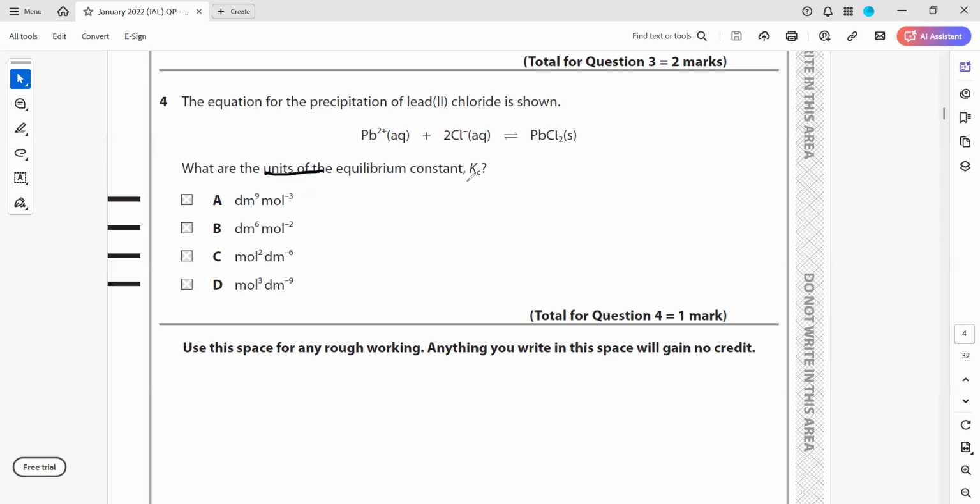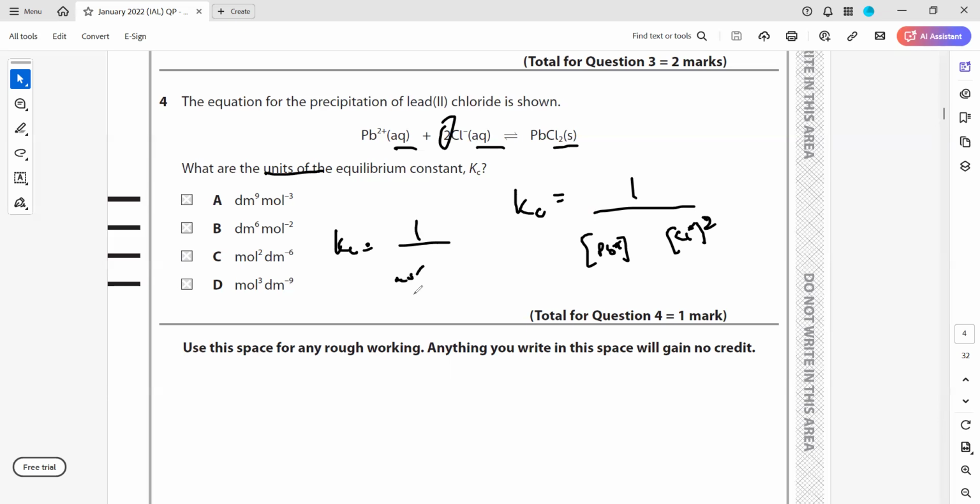What is the unit of the equilibrium constant? First, we identify that it's a heterogeneous equilibrium because there is an aqueous species and a solid. So we don't include the solid. It will be 1 over the reactants, because there is no product, and the reactants are the lead ion and the chloride ion squared. What is the unit of concentration? Mole per dm cube. So Kc is 1 over mole per dm cube, times mole per dm cube squared.